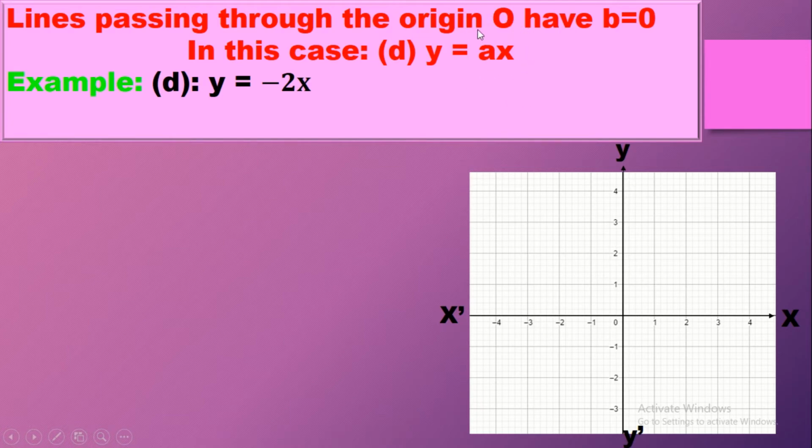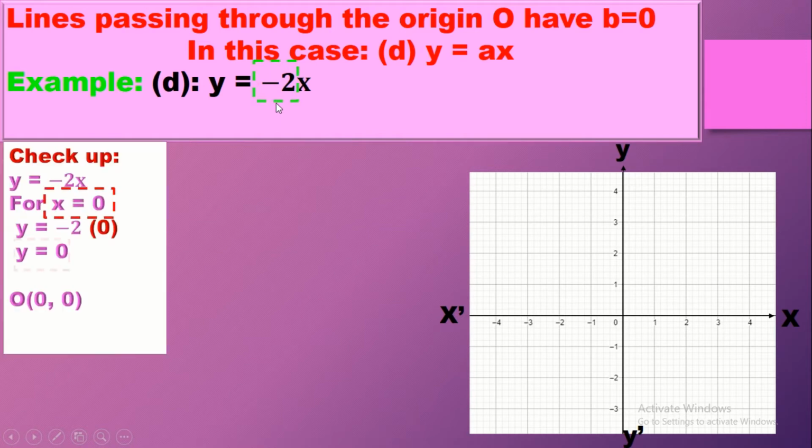If the line passes through the origin, then b will be 0. So the equation of lines passing through the origin is y equals ax only. Here we have an example. D is a straight line with equation y equals minus 2x. Sure, the slope of this line is minus 2.